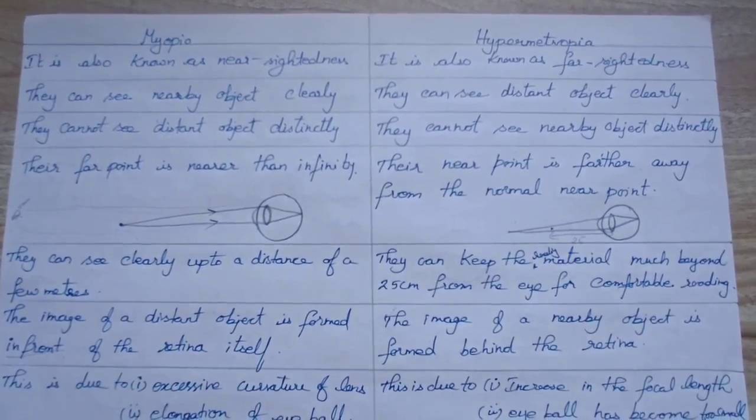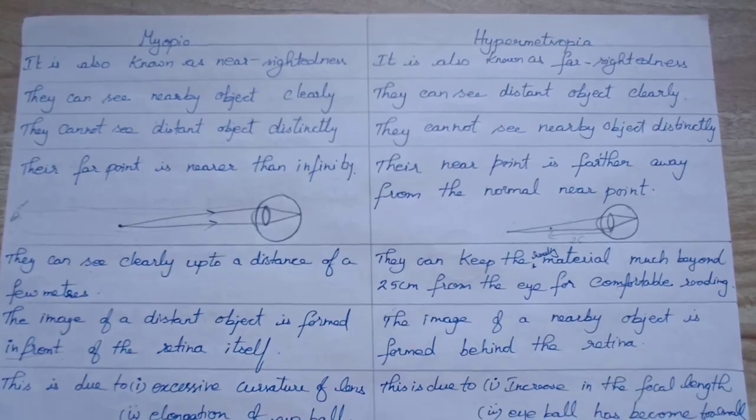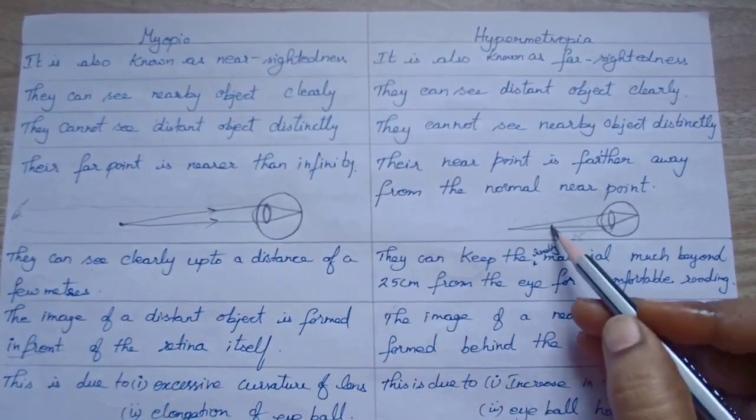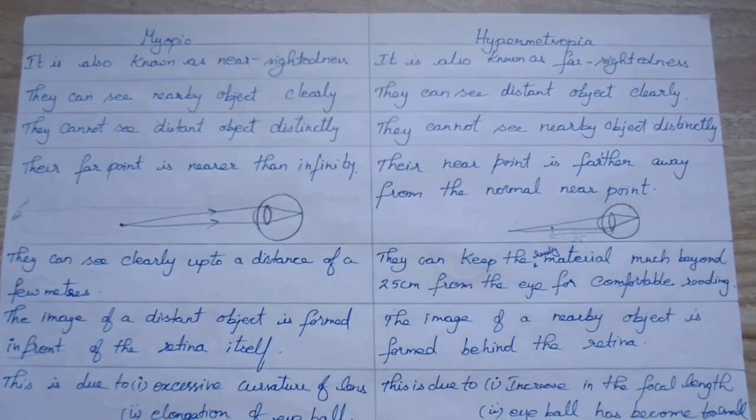Then here, the image of the nearby object is formed behind the retina. They will not be able to see when the object is kept at 25 cm because it will be formed behind the retina.